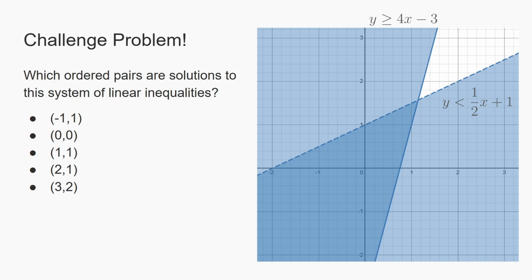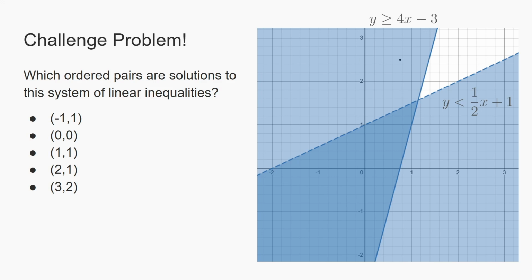Now we finally reached our challenge problem. So our challenge problem here is to find which ordered pairs, could be multiple, are solutions to this system of linear inequalities. This is going to be called a system of linear inequalities because there's more than one, right? We have y is greater than or equal to 4x minus 3, and we also have y is less than 1/2 x plus 1. Pause and see if you can find the answer before I reveal it.